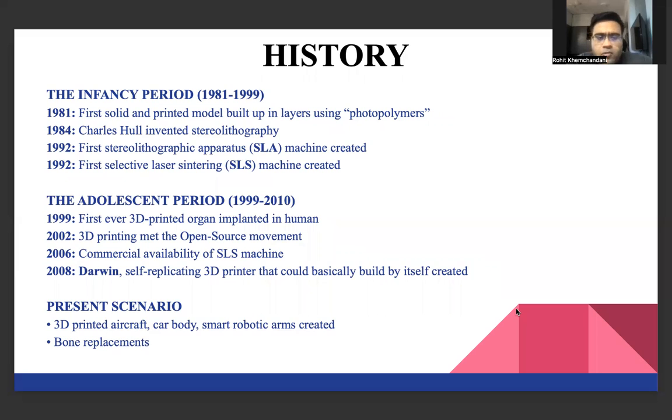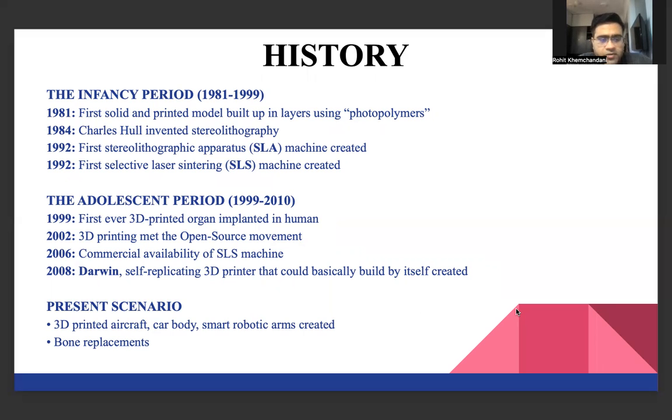Now 1990 to 2010 is known as the adolescent period. In 1999, the first ever 3D printed organ was implanted in a human. In 2002, 3D printing met the open source movement. In 2006, commercial availability of the SLS machine. In 2008, Darwin, a self-replicating 3D printer that could basically build by itself, was created.